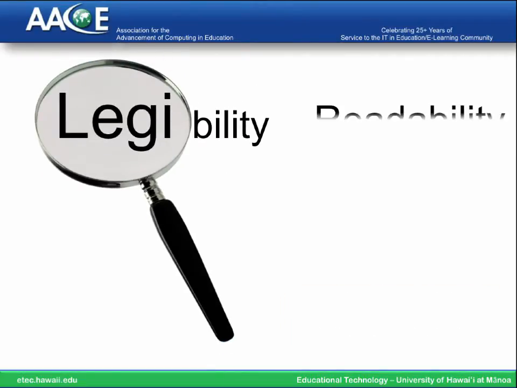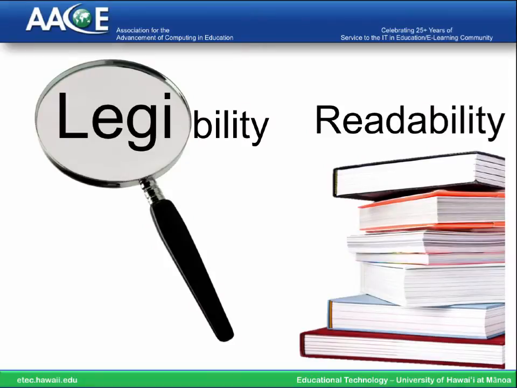Legibility and readability are 2 important concepts for creating a great poster. Legibility has to do with how easy it is to see your title from a distance, whereas readability is how comfortable it is to read a long passage of text.